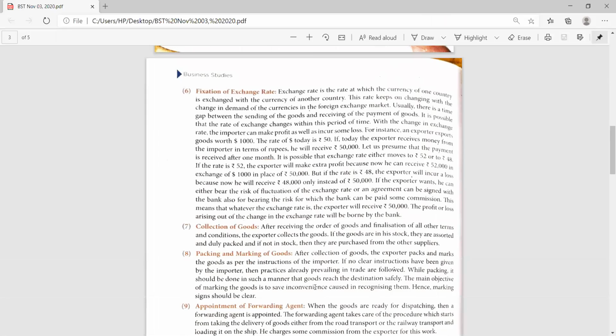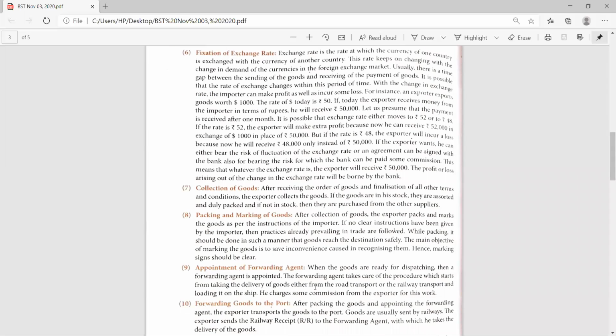Next is the fixation of the exchange rate. Exchange rate is the rate at which the currency of one country is to be exchanged with another country, because this rate keeps on changing. Import and export take a lot of time. Suppose you place your order in January and you get it in June. In the 6 months, the foreign exchange rate will definitely vary. It will be different from each other. Now the question arises, at which exchange rate the currency will be exchanged.